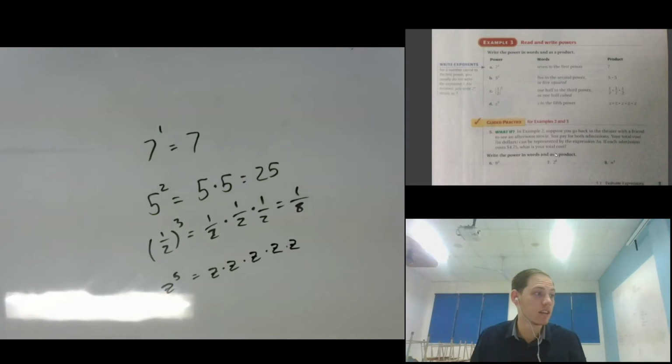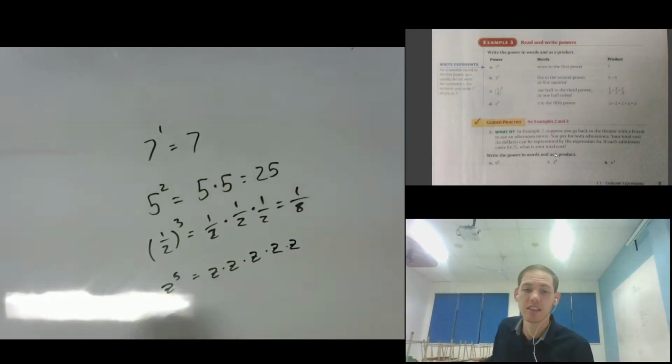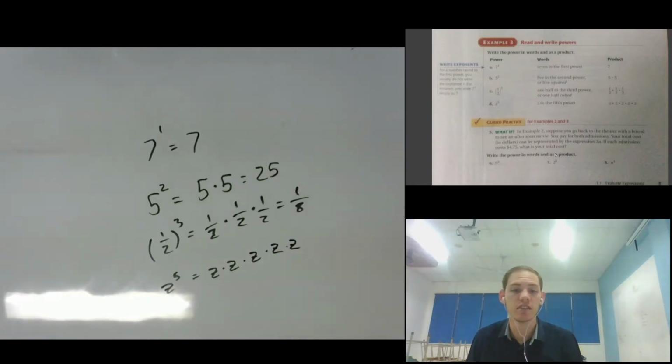So again, z to the 5th power is z times z times z times z times z. Essentially, we're writing it 5 times.